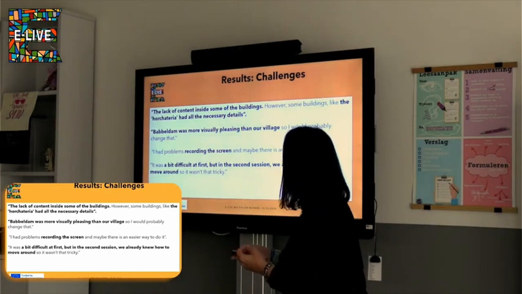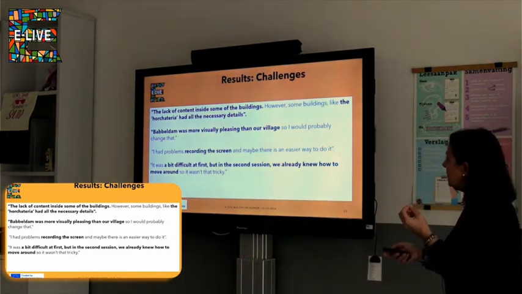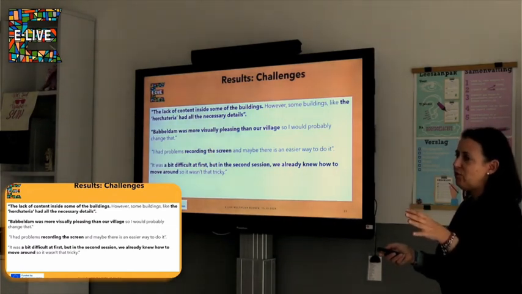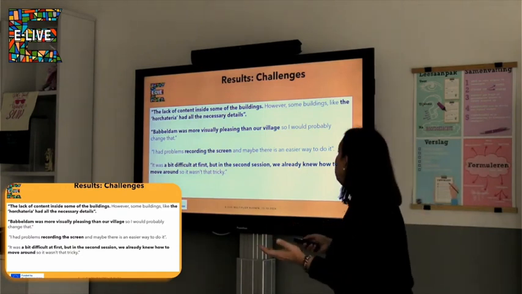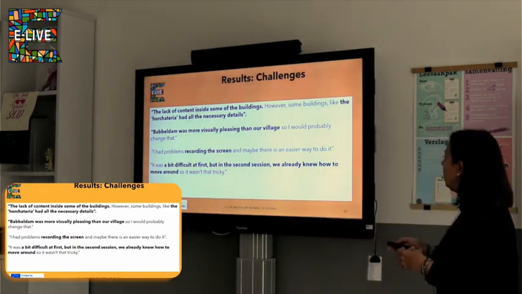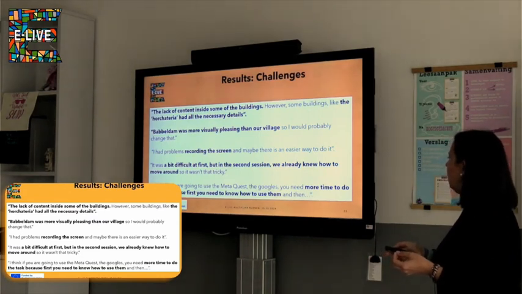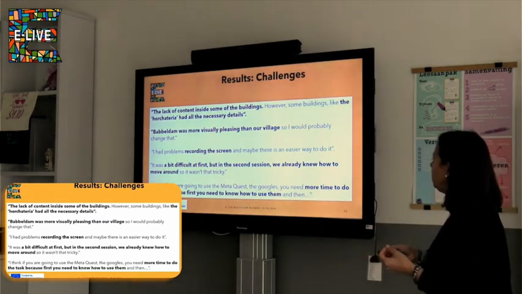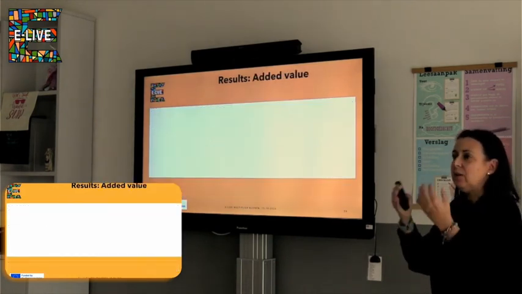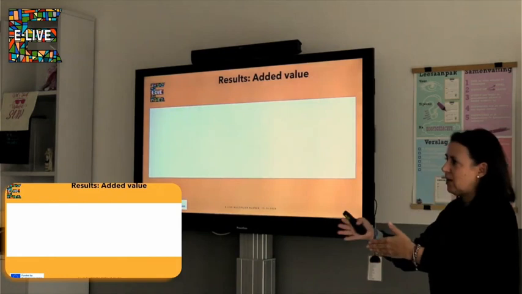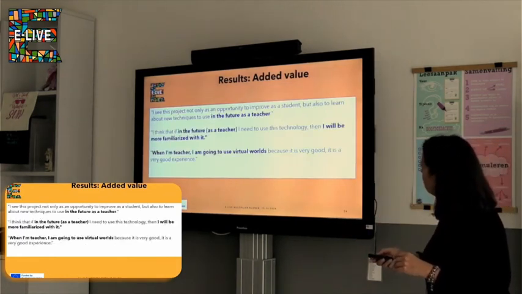Well, these are the challenges, very quickly. The lack of content in some of the buildings they highlighted. They thought that the Dutch village was more pleasant visually than the Spanish one. Some had problems recording the screen, others didn't. That it was a bit difficult at first, but then they moved around easily. And they also highlighted the time they had to carry out the task. They told us, give us some time to learn about the goggles and then carry out the task, and don't count all of that in just one task.